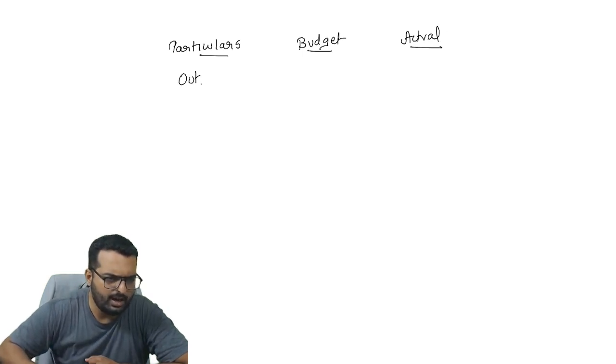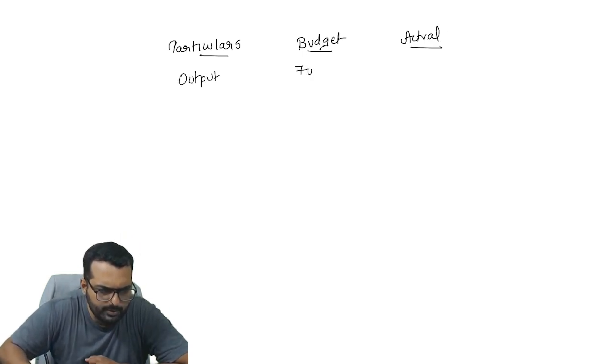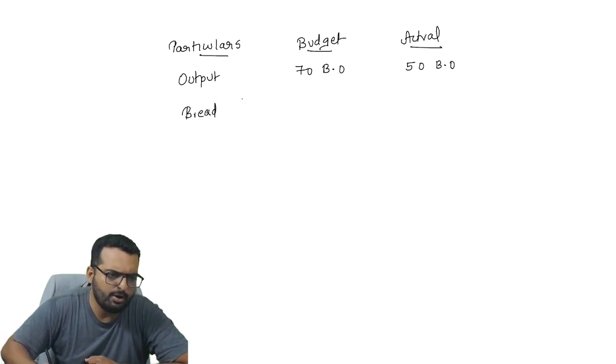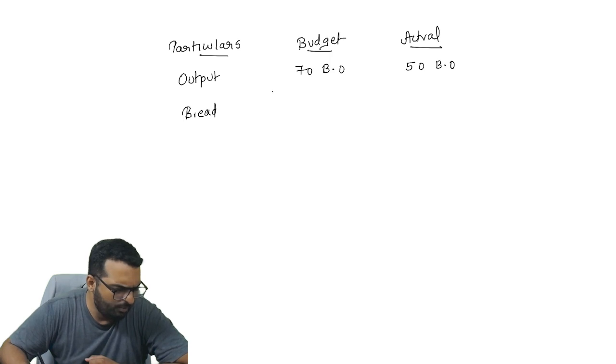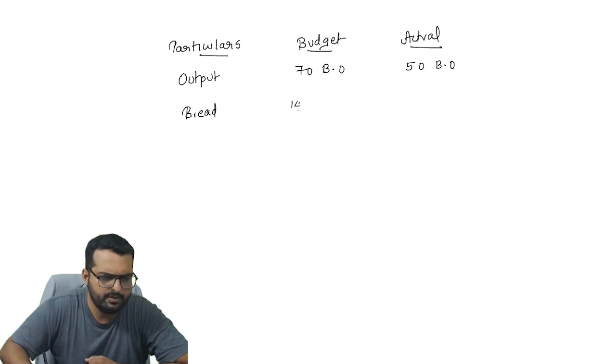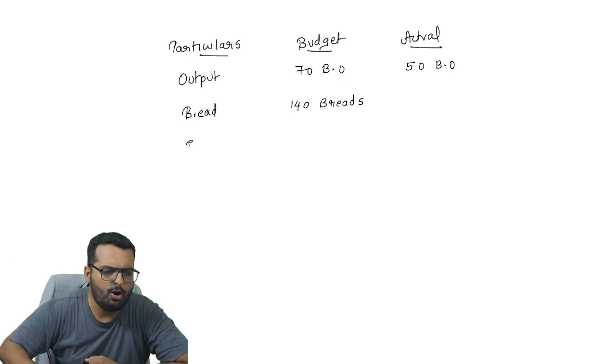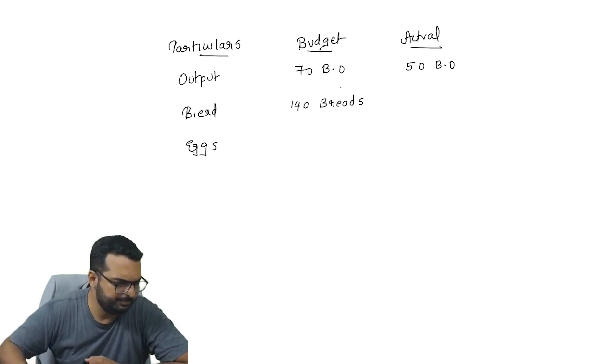All right. Now tell me how much was the budgeted output? We'll talk about 70 bread omelette, but the actual output turned out to be how much? 50. Now tell me, for making 70 bread omelette, how many breads are required? 140 breads are required. Am I right? All right. How many eggs are required? 70 eggs. Am I right?